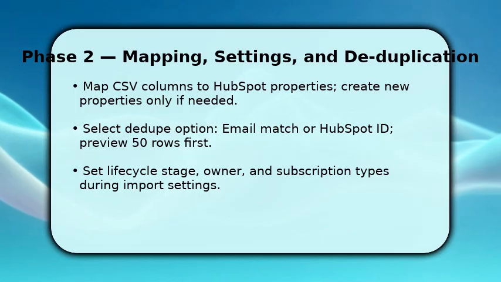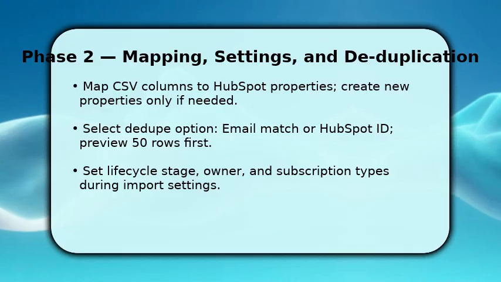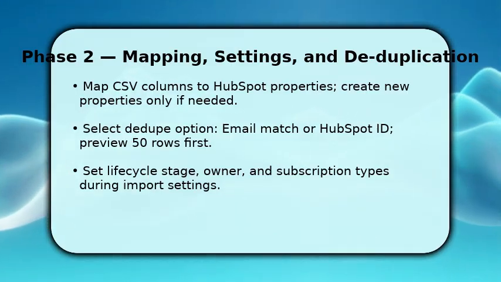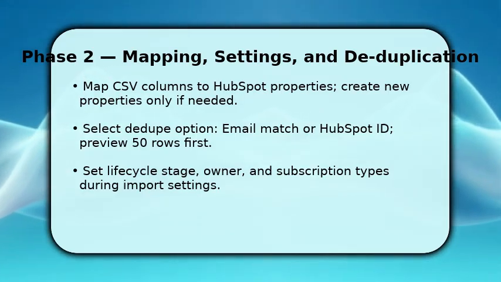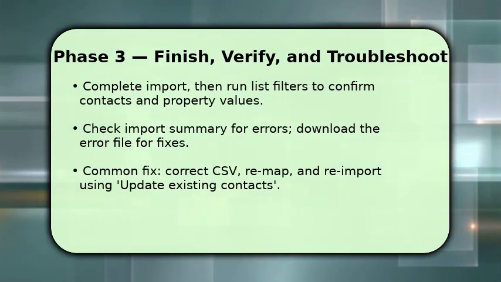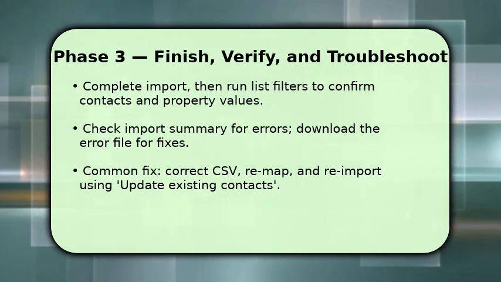Next, choose deduplication by email or HubSpot ID so you don't overwrite records unintentionally. Preview about 50 rows to validate mappings and sample values. Also set lifecycle stage, owner, and email subscription preferences in import settings. Because these attributes control segmentation and deliverability, you finish by running the import and then verifying results with list filters and property views to confirm counts and key values.